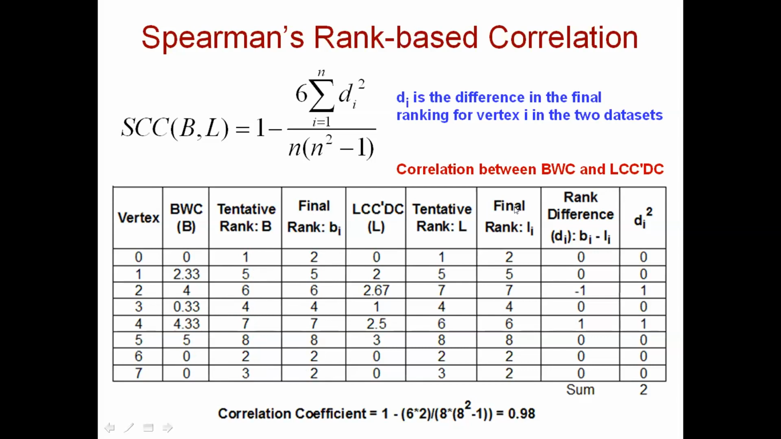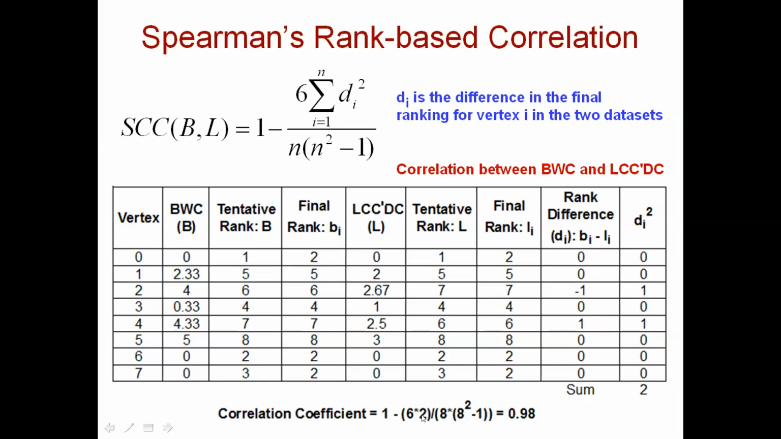So we follow the same criteria to determine the final ranking of vertices based on LCC prime DC. So we have a final rank for each of these two metrics. We can take the difference between the two final rankings and then square those differences. And the sum of those squares of the differences in this case is 2. And then plug it in this formula here for computing the Spearman's rank-based correlation coefficient.